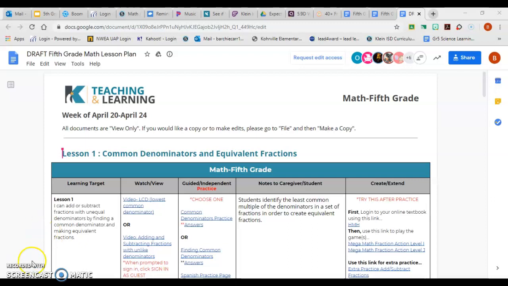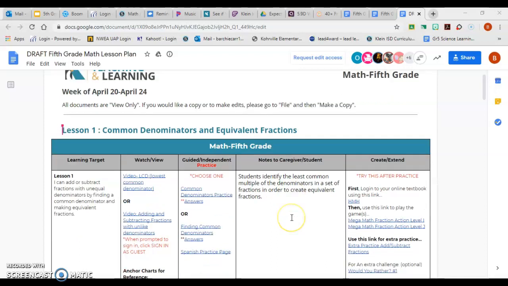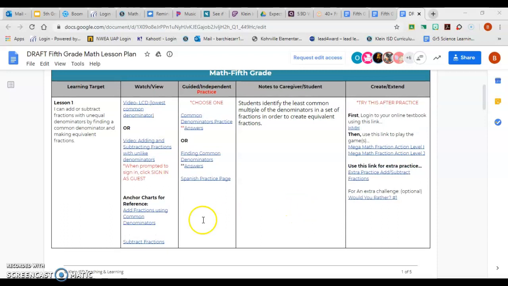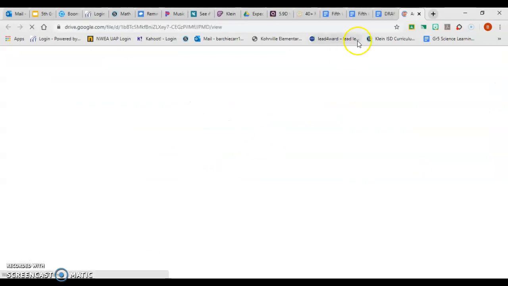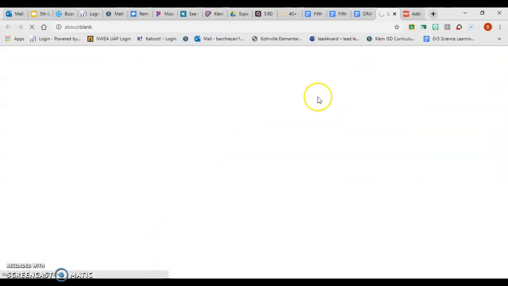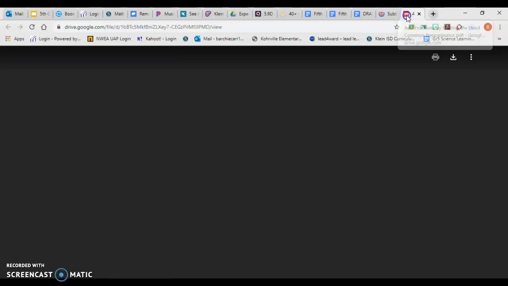We are starting with math in lesson 1, and we are starting with the beginning of fractions. A couple of things I want you to do first: the very first thing is go down here and open up this reference chart. Open those up so you can be looking at them.